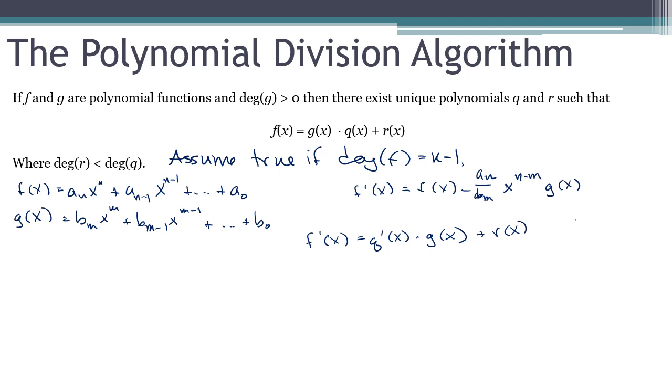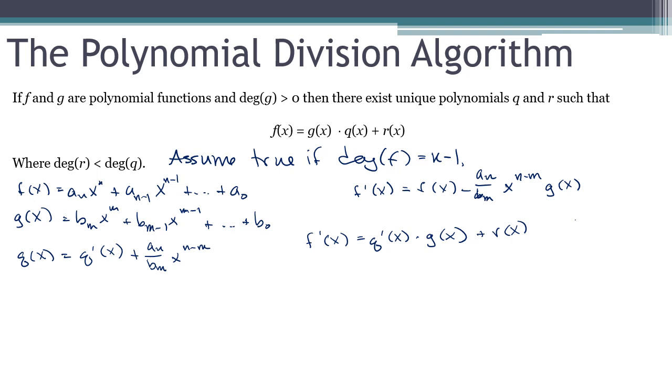Here's what I'm going to do. I am going to define another polynomial, q of x, that's equal to q prime of x plus a sub n over b sub m x to the n minus m. All right, now we're getting there.